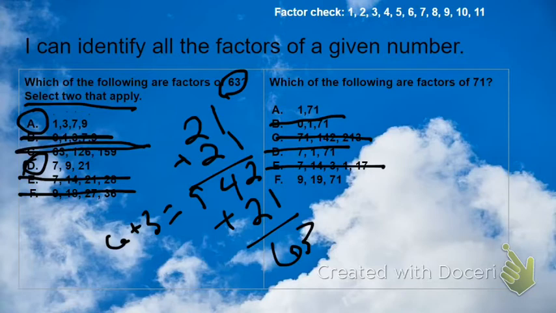Okay, I have 9 as the first one in F. So I'm going to think about this one. What times 9 will get me close to 71? Let's do 9 times 8. 9 times 8 is 72. It's 1 less. That's not going to work. So A is my answer. Okay?